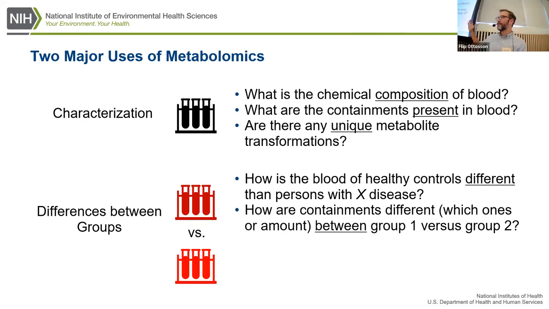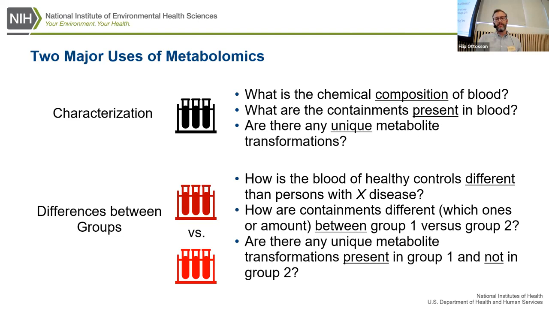What are the contaminants different, right? Is one group exposed to a different type of PFAS or to more PFAS, right? And then are there any unique metabolic transformations? Individuals have different metabolic capabilities, and maybe one person is deficient in one enzyme that helps transform a drug or exogenous compound.